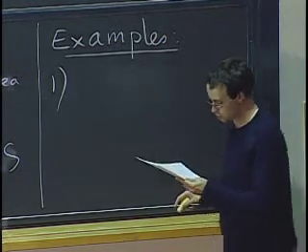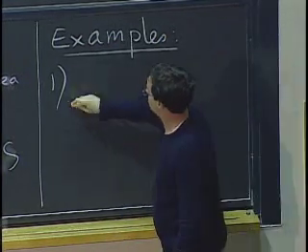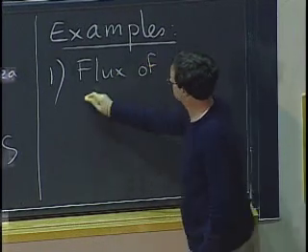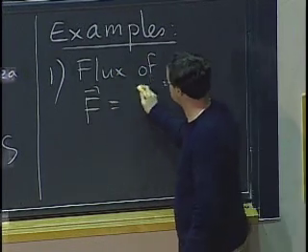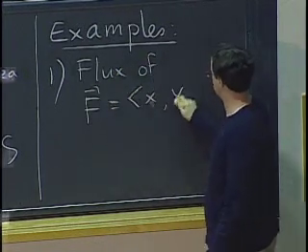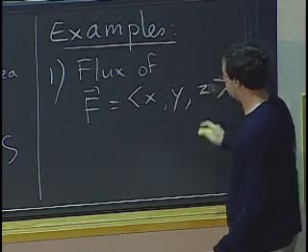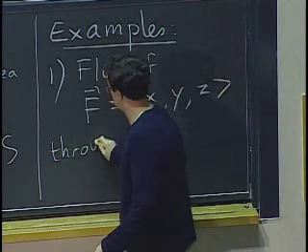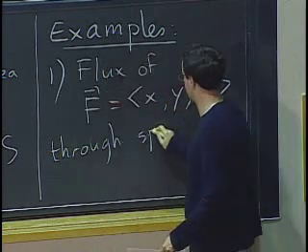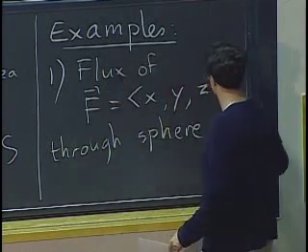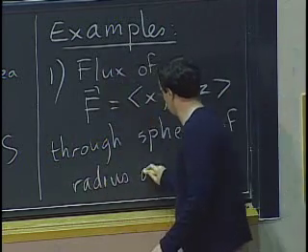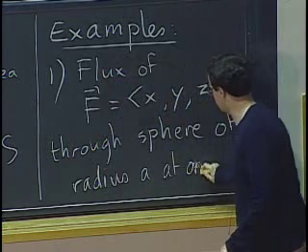So the first example for today, we're going to look at the flux of the vector field xi plus yj plus zk through the sphere of radius a centered at the origin.